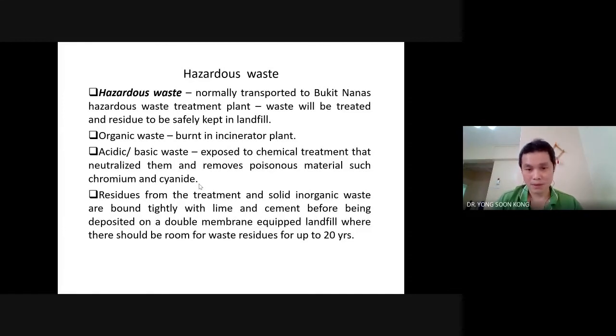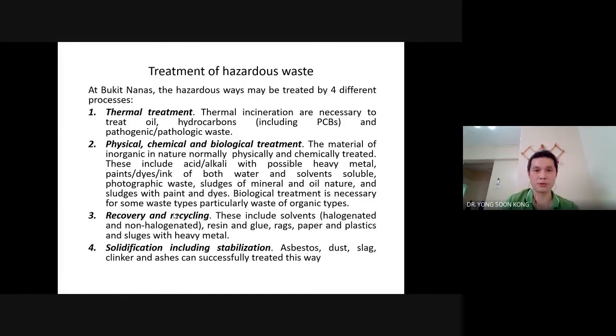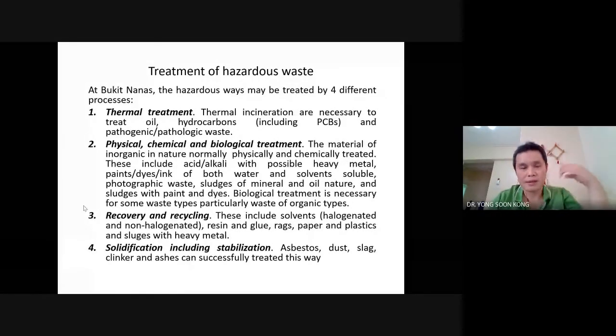Okay. So after they have been treated with lime and cement, they will be deposited on a double membrane equipped landfill where there should be room for waste residue for up to 20 years. So most of the time, after hazardous waste has been treated chemically and physically, they will be stored somewhere. And this is what we call a secure landfill.